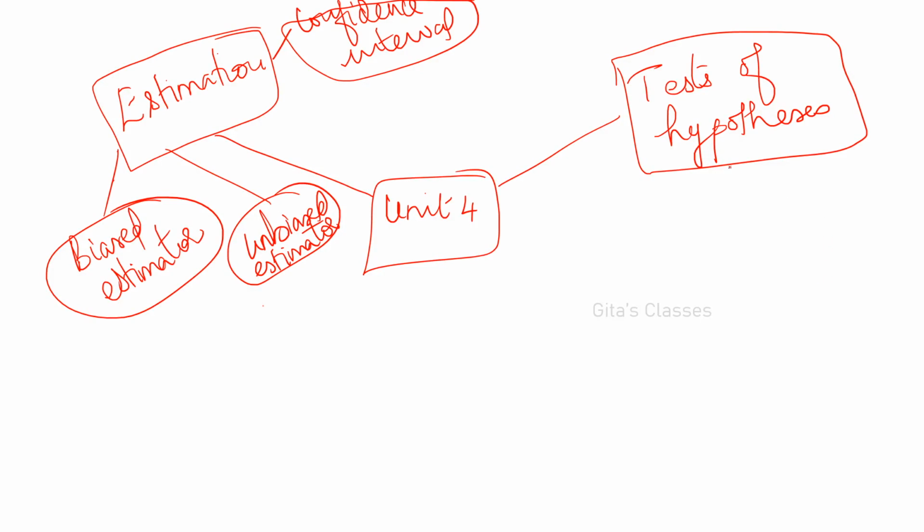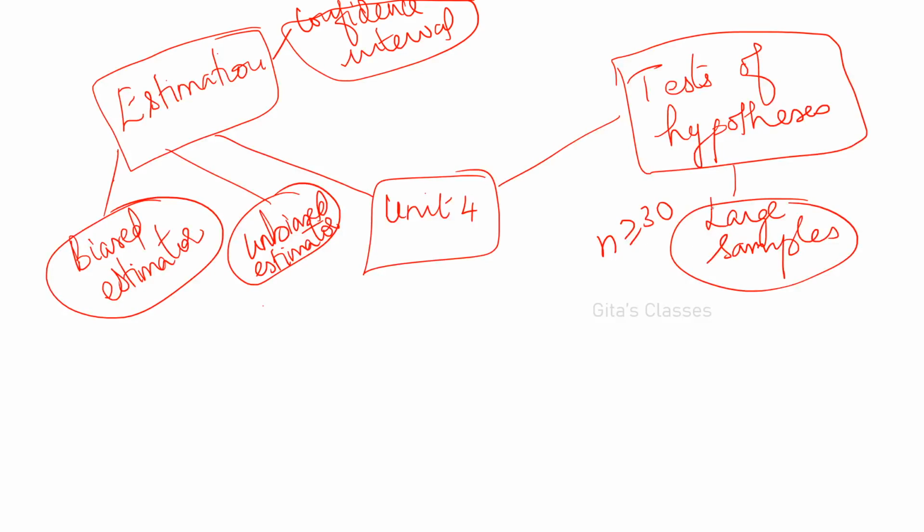Tests of hypothesis. In tests of hypothesis, here you are going to see only large samples. When will you say that the sample is a large sample? n greater than or equal to 30, then it is a large sample. Here we have 2, one for mean and one for proportion. Depending on the question, whatever is given in the question, you have to find out from that.